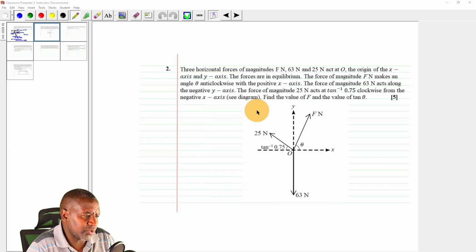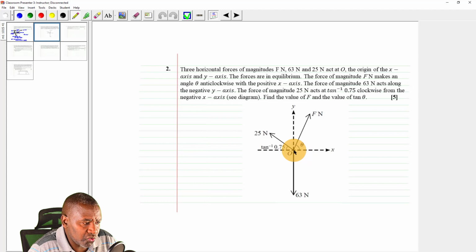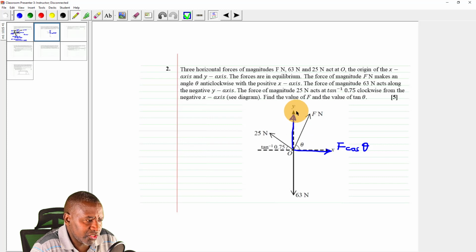The moment we are given a question like this, the best thing is to realize that we just need to start resolving each of the forces in two standard directions. I'm going to find the component of F in this direction, which will be F cos theta. I also resolve it vertically upwards here. Of course, the line is already there, so I should just have written F sine theta.